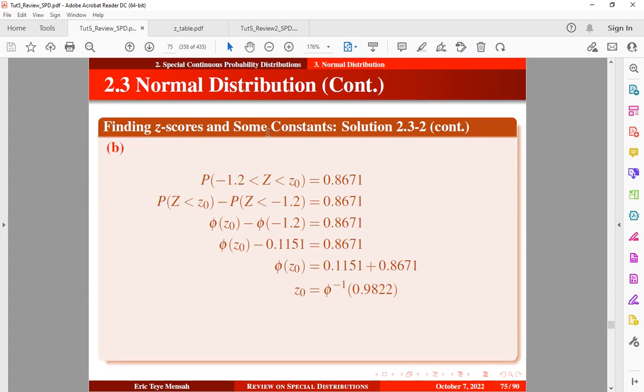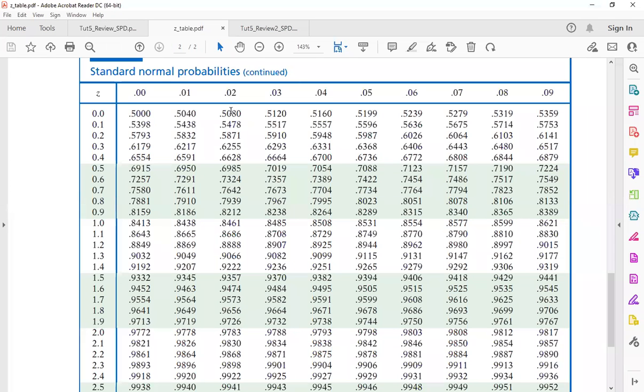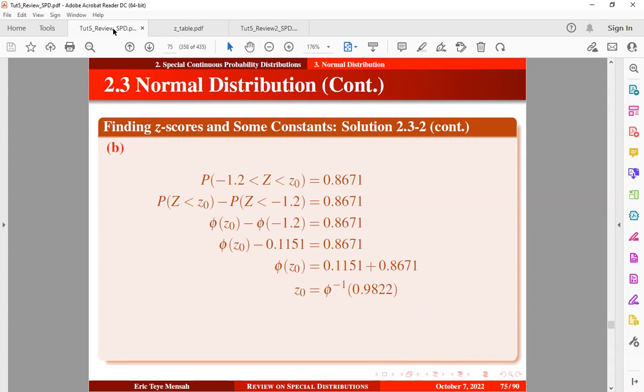So let's try and read this again. Let's go back to our z table. We are looking for the corresponding z-score that has this area, 0.9822. Let me check.